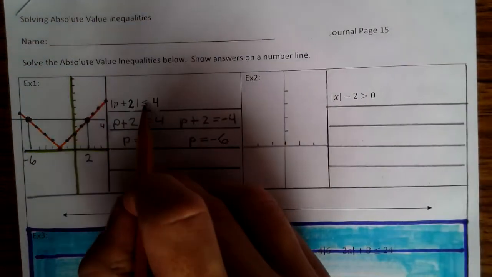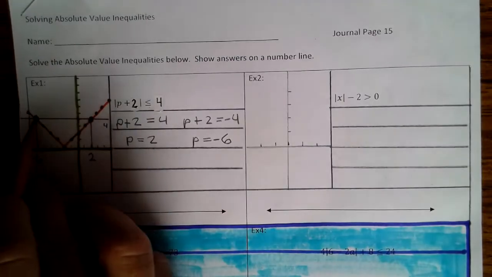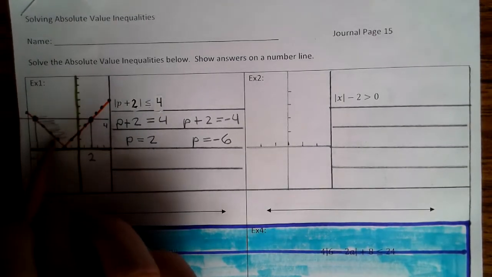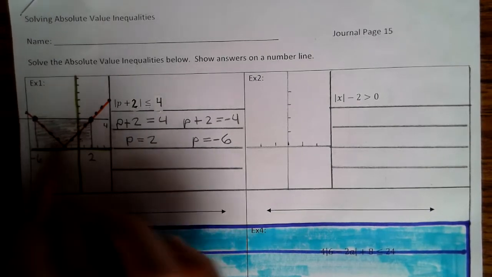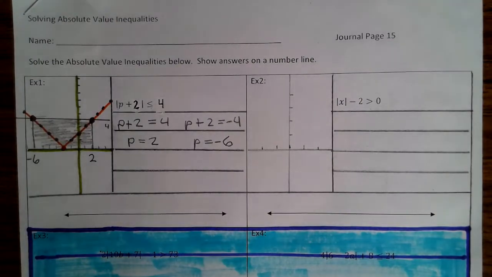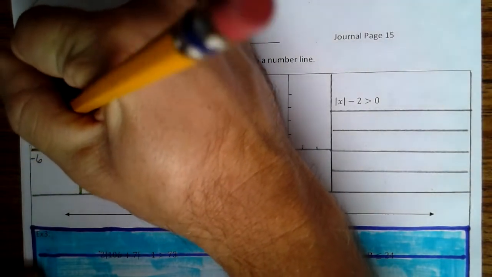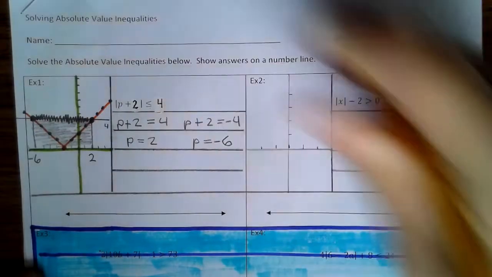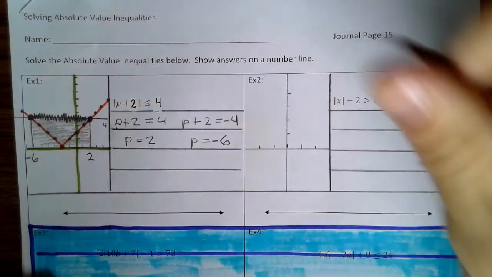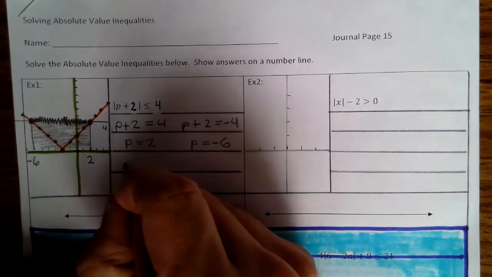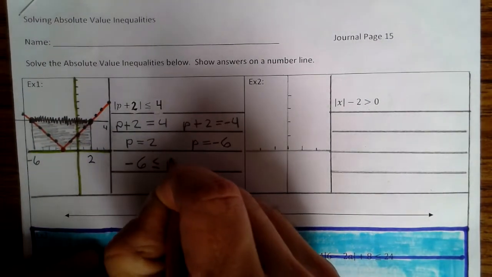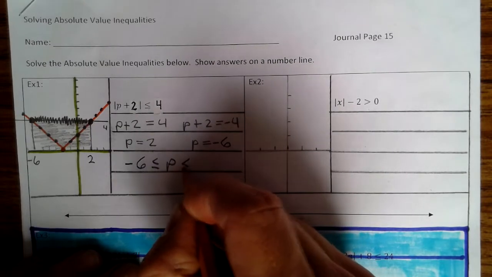Now, this says when the function is less than 4. So this, you see here, is when it's less than 4. Okay. So for the number line, here's our number line. So we know that our solution is between negative 6 and 2. Okay. So going back to our notes, we know that we use this notation. So we know that P is greater than or equal to negative 6 and less than or equal to 2.